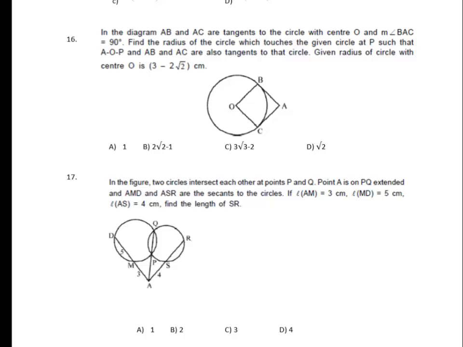So what kind of a quadrilateral is that? It's a square, obviously, because OC equals OB and AC equals AB. Now, let's read the remaining part of the question. Find the radius of the circle which touches the given circle at P such that AOP and AB and AC are also tangents to the circle. Given radius of circle with center O is 3 minus 2 root 2.